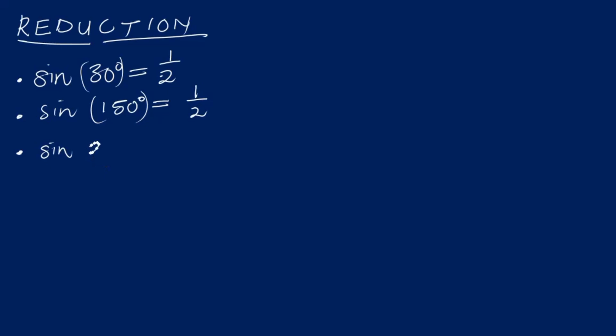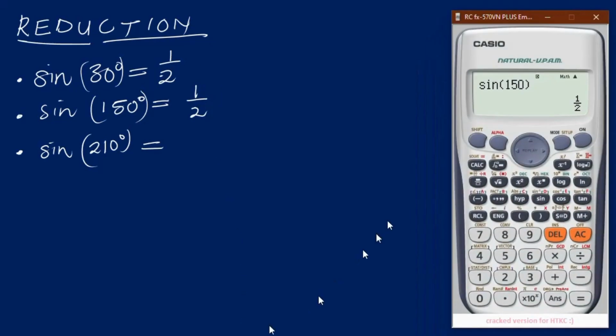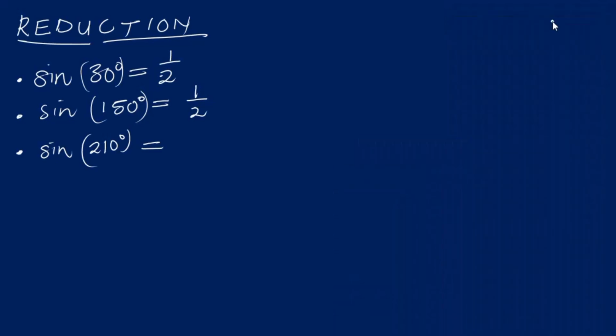What happens if I put the sine of 210 degrees? Right? Let's take out a calculator again and see. The sine of 210 degrees. Guess what? I get a half, even though this time it's a little bit negative, but I still get a half. You see that? So let's put that down. So this gives me negative half.